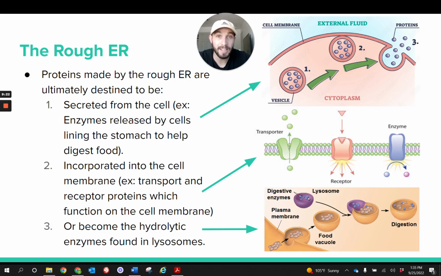But those proteins, these enzymes that are found inside lysosomes, were made by the rough ER. So those are the three types of proteins that are being made by the rough ER. If we're talking about proteins being secreted from the cell, those were made in the rough ER. If we're talking about membrane proteins, any protein that's embedded on a cell membrane doing something, that's made by the rough ER. And the enzymes found in lysosomes, those are made by the rough ER.